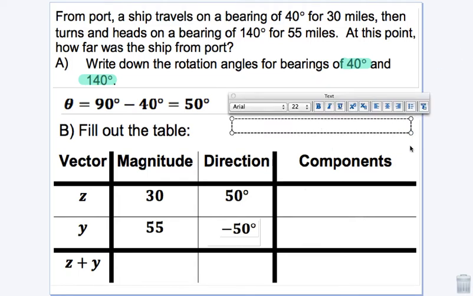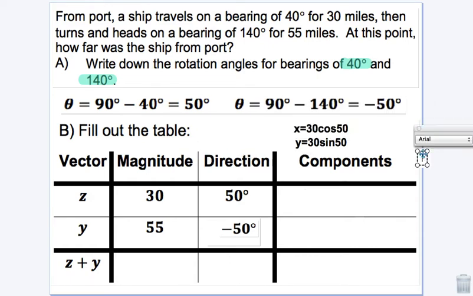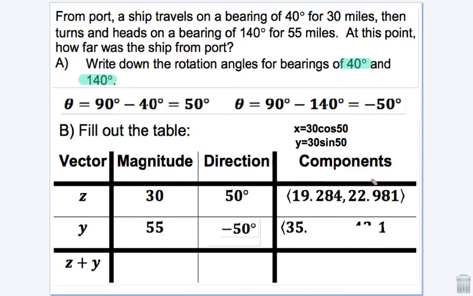Let's see, to find x, we have to do your magnitude, so 30 times cosine of 50, okay? And then to find y, it's 30 times sine of 50 degrees, okay? Those are the formulas. You would plug them into your calculator and you would get the components. Notice I'm rounding to 3 decimal places here.